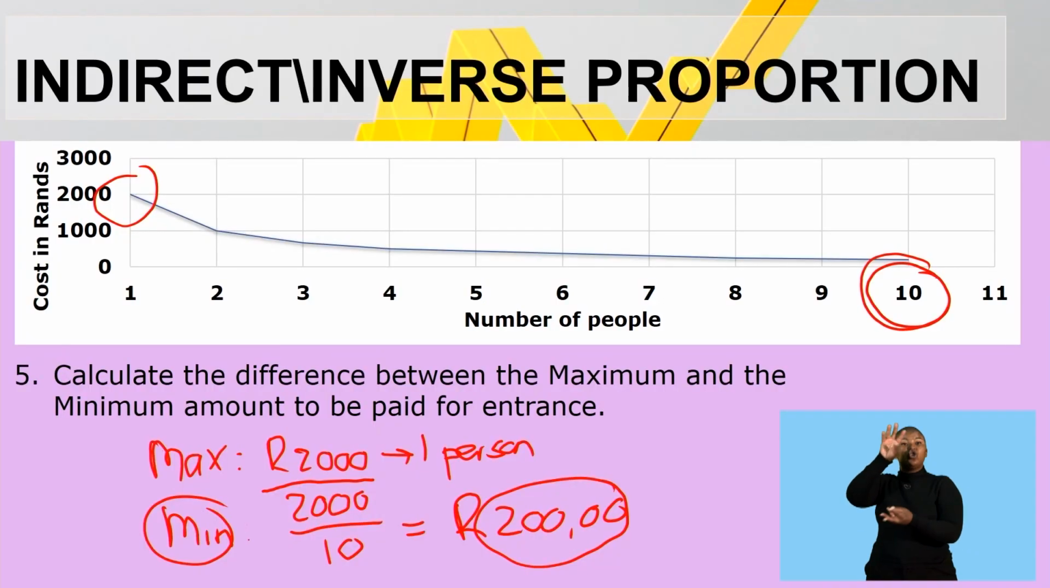How did we arrive at that answer? We said the total cost, 2,000, divided by the 10 people.